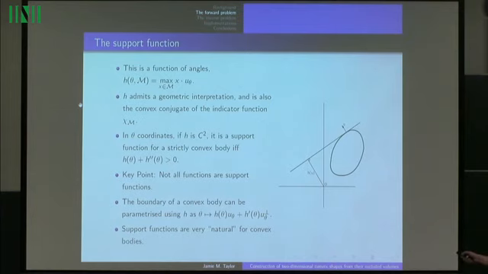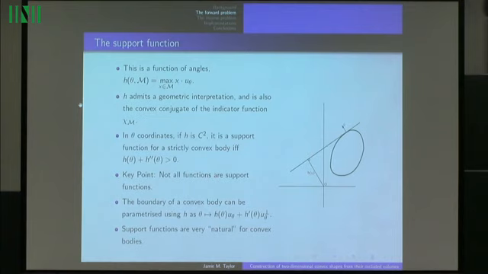And you can define it as a maximum for every theta. So u theta will be the unit vector with angle theta. And then you just look at the maximum over all points in your body dotted with this. Now this might seem like a very strange thing to look at, but it has a very nice geometric interpretation.